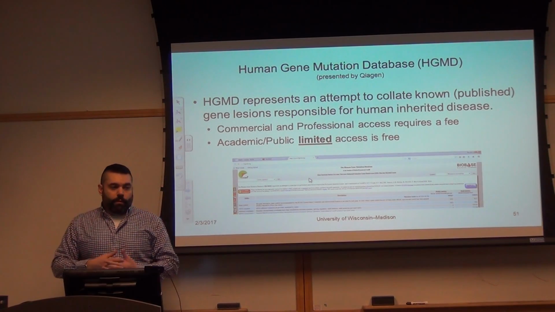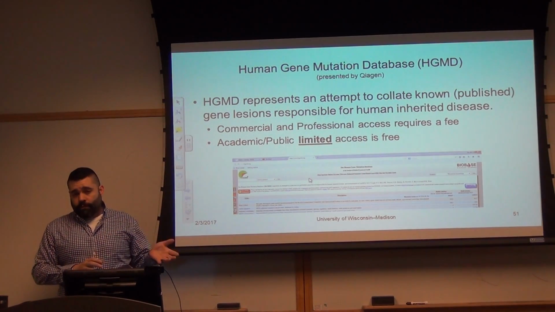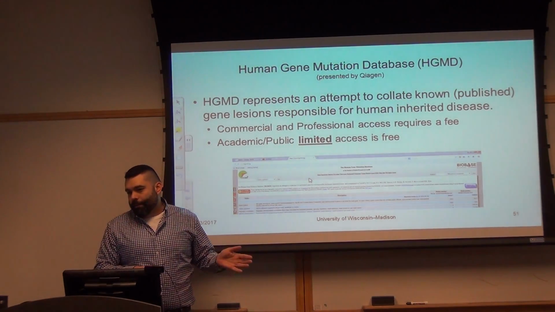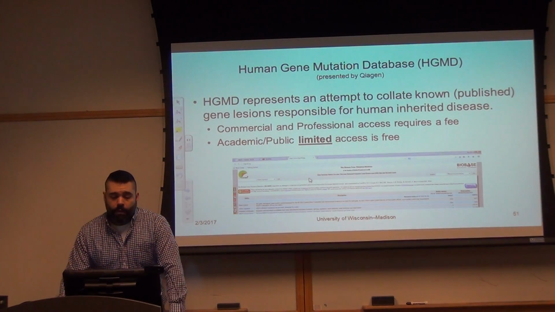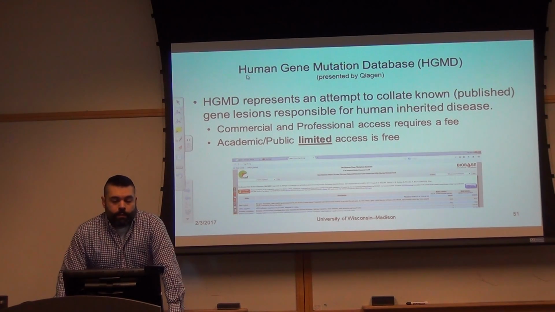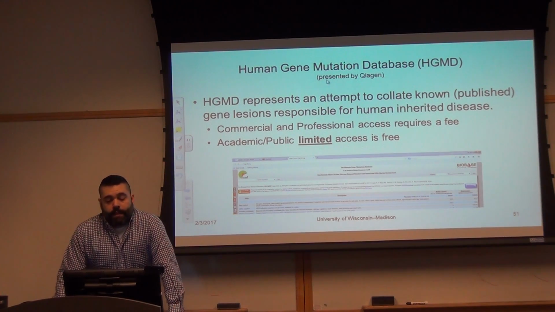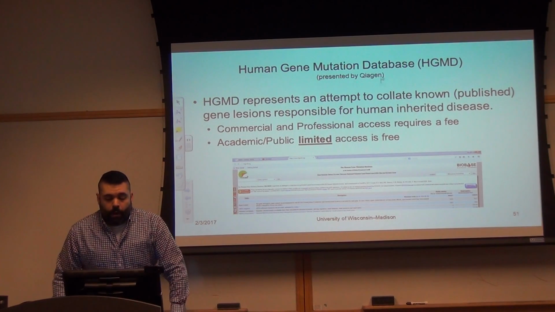So how do we determine whether this is pathogenic or not? Well, to give you a shortcut, we'd already seen this in the lab, we knew that it was pathogenic. But if we hadn't, we'd go into different databases to look at that. And one of them is HGMD, the Human Gene Mutation Database. It's now presented by QIAGEN because it's been bought out.